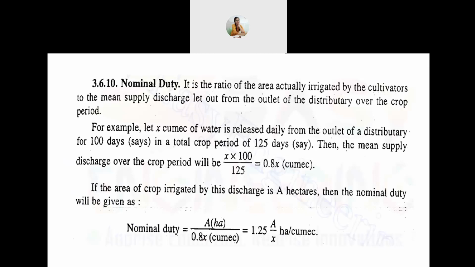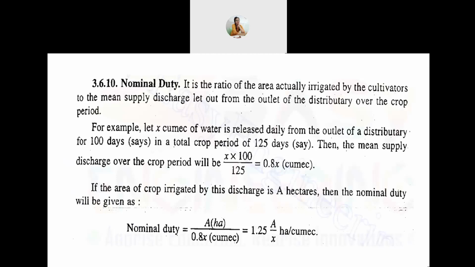Next, nominal duty. It is the ratio of the area actually irrigated by the cultivators to the mean supply discharge let out from the outlet of the distributary over the crop period. For example, let x cumecs of water be released daily from the outlet of a distributary for 100 days, say in a total crop period of 125 days.